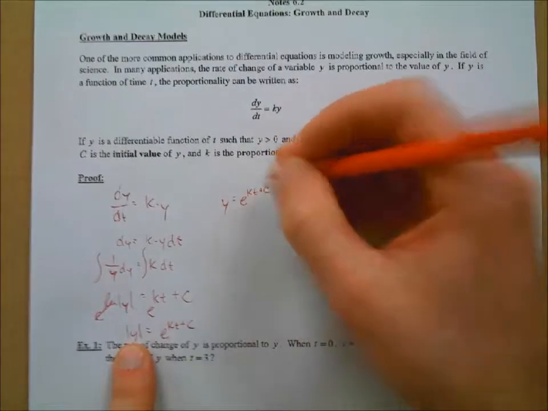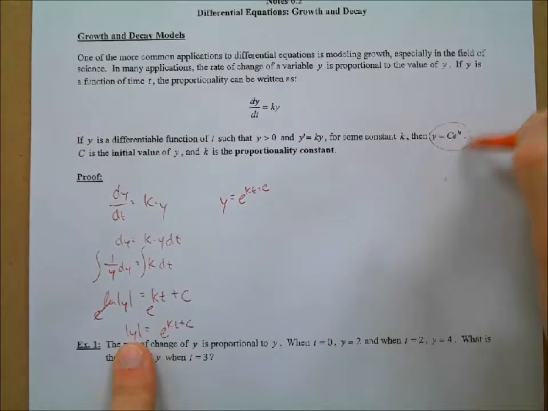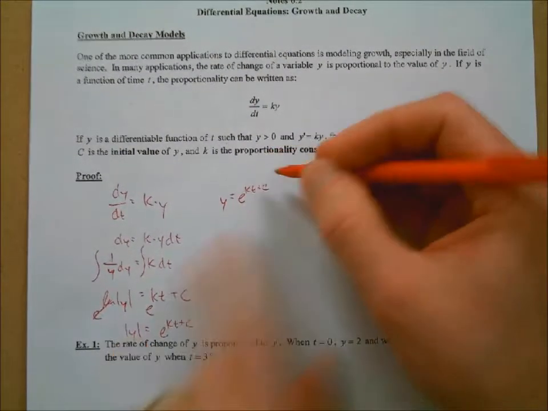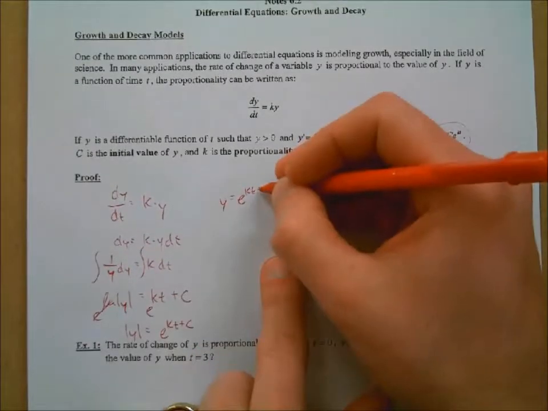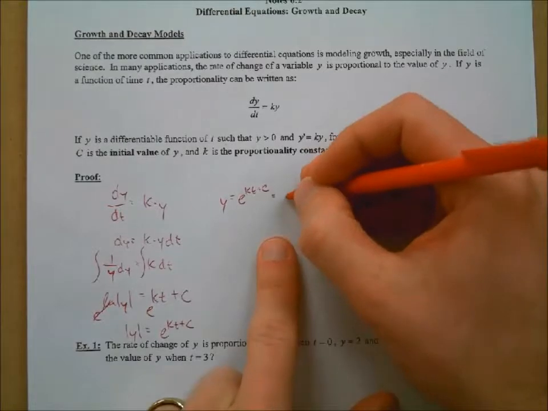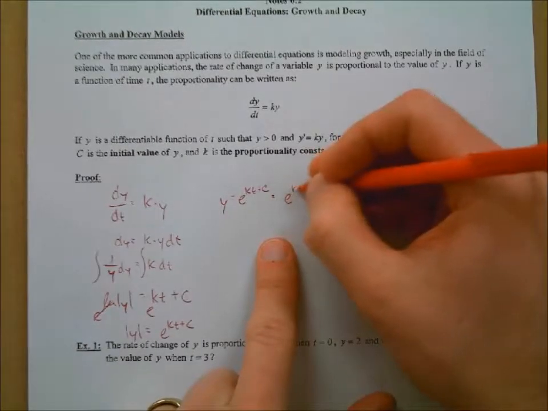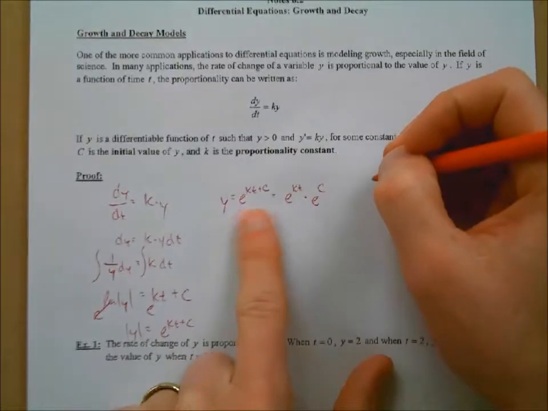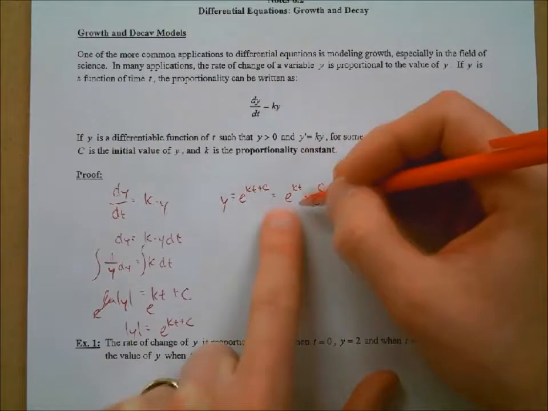Okay, so we can drop the absolute value. So now it's looking more like this, but we still don't quite have the same thing here, right? Remember, though, we have a sum in our exponent. The sum in an exponent, that is a property of exponents that we can rewrite e to the kt plus c as e to the kt times e to the c.